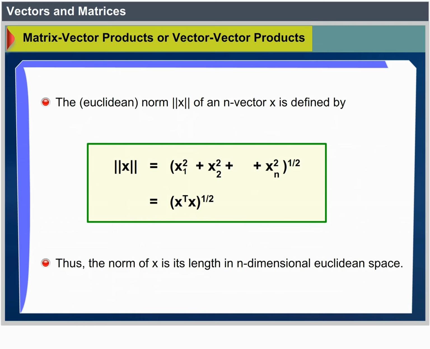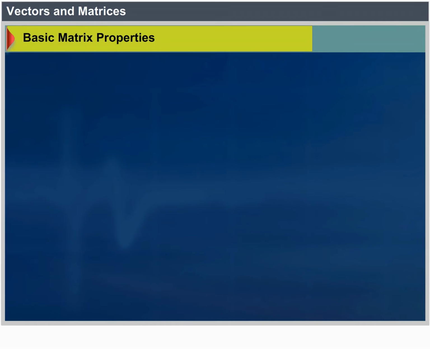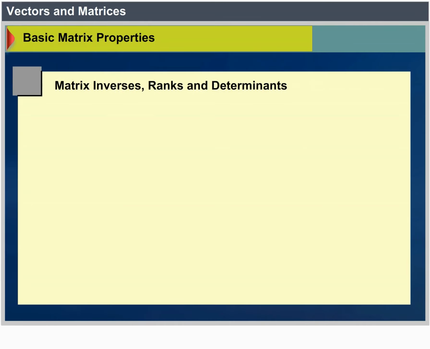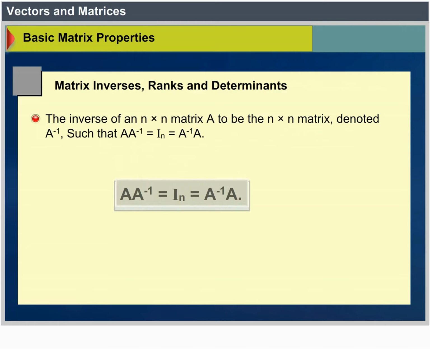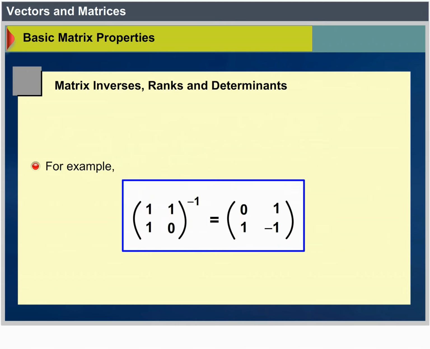Basic matrix properties: matrix inverses, ranks and determinants. We define the inverse of an n by n matrix A to be the n by n matrix, denoted A inverse, such that A times A inverse equal to In equal to A inverse times A. An example is shown here. Many non-zero n by n matrices do not have inverses.